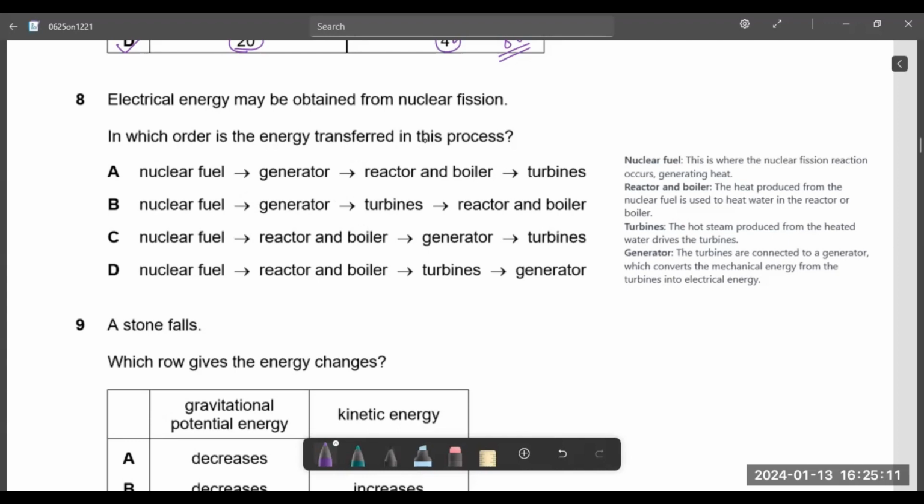Next is our reactor and boiler. So the heat produced from the nuclear fuel is used to heat the water in the reactor or boiler. Next, the turbines. So the hot steam produced from the heated water drives the turbines. Turbine will start moving, and in turn, the turbines are connected to the generator, where the mechanical energy from the turbines is converted to electrical energy. So this is the process. So here the right choice is D. Nuclear fuel, reactor and boiler, turbines, generator.